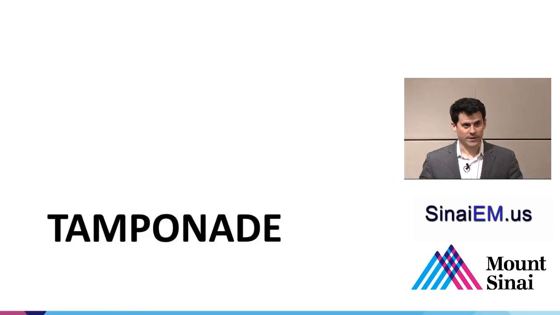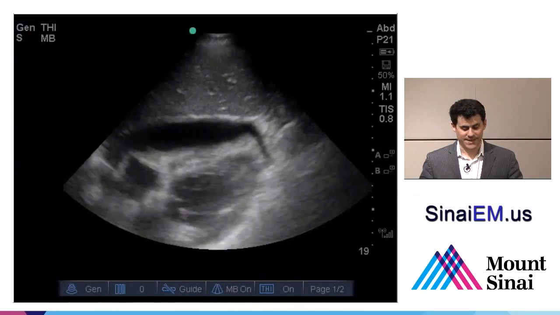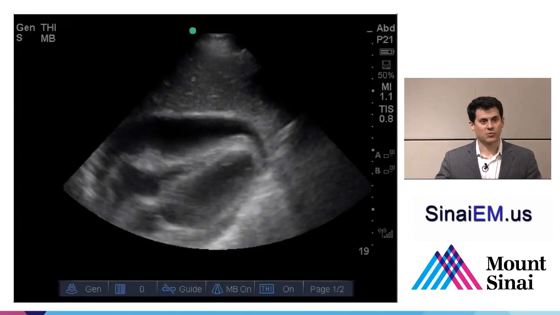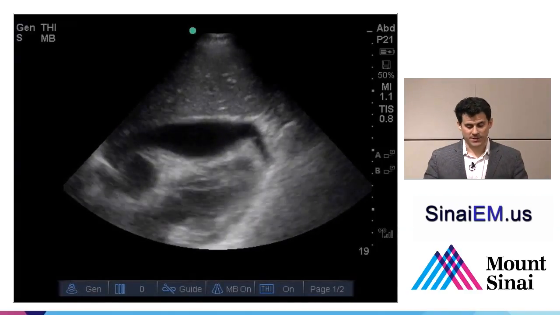When effusions become great and they overcome the pressure that the heart is generating, you can see tamponade. There's a couple classic signs of tamponade. The most commonly described one is right ventricular collapse.